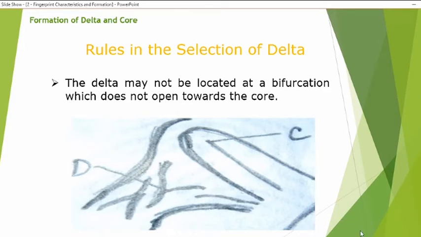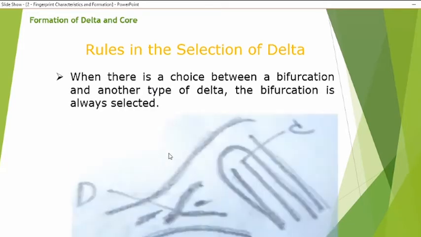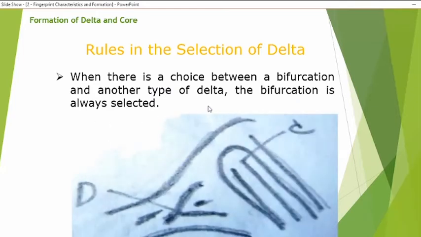Okay? Next rule. When there is a choice between a bifurcation and another type of delta, a bifurcation is always selected. So there are three possible deltas here, a short ridge, a dot, and a bifurcation. So ang sabi dyan, when there is a choice between a bifurcation and another type of delta, the bifurcation is always selected. So ipa-priority yung bifurcation sa pagkuha ng delta.